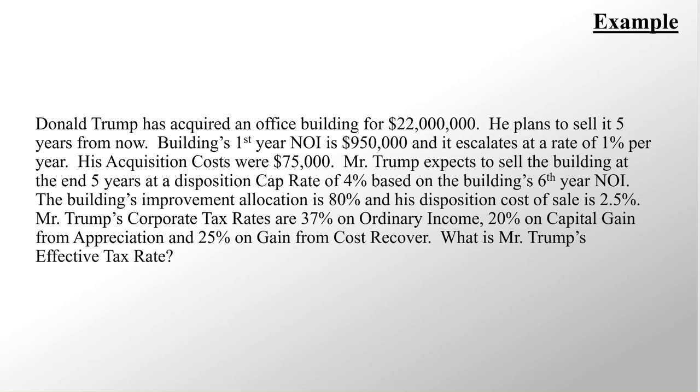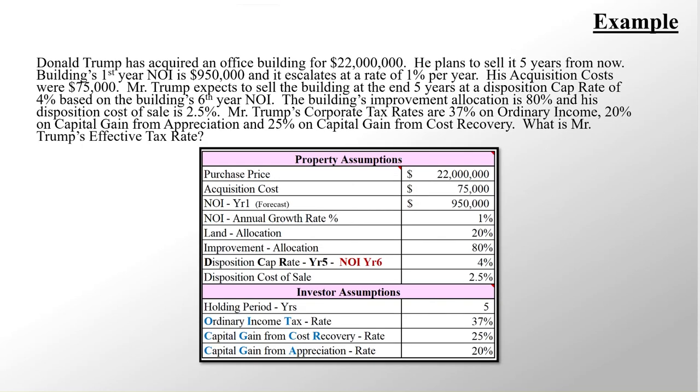Mr. Trump's corporate tax rates are 37% for ordinary income tax, 20% on capital gains, and 25% on cost recovery recapture. What is Mr. Trump's effective tax rate? In this case, what we've done is we've put everything that's been given to us in this chart, the property assumptions and also the investor's assumptions, meaning he's going to be holding it for 5 years, and the following are his tax rates: 37%, 25%, and 20%. So it's a hodgepodge of a few tax rates.